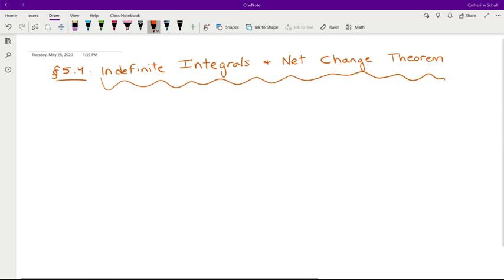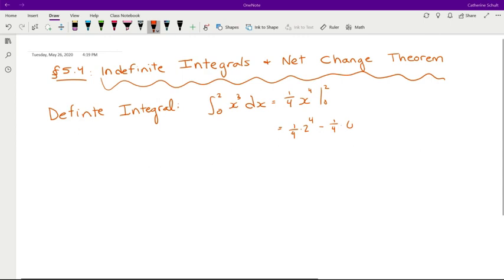Let's go ahead and remind ourselves what a definite integral is. And we did that in a previous section of chapter 5. That's when we're looking at integration from like 0 to 2 of x cubed dx. How we do this is we find an antiderivative and we evaluate it from 0 to 2. Then we plug in the upper limit of integration minus the lower limit of integration, and we get our solution.